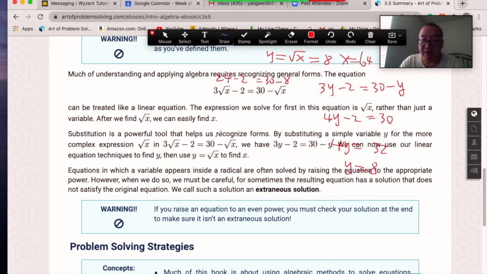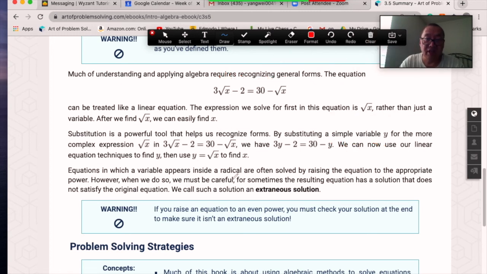Now let's see what is happening. They call this one the extraneous solution. The equations in which a variable appears inside a radical are often solved by raising the equation to the appropriate power. However, when we do so, we must be careful. Okay? Remember that one, root r equals -2. For this one, you should not square both sides, otherwise you get the wrong answer. You must be careful, for sometimes the resulting equation has a solution that does not satisfy the original equation. We call this solution an extraneous solution. For our example in the text, r equals 4 will be an extraneous solution. That's not a real solution. Okay? When you do this kind of operation, you need to be careful.